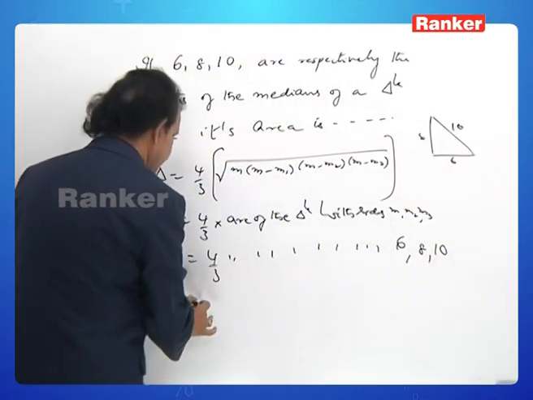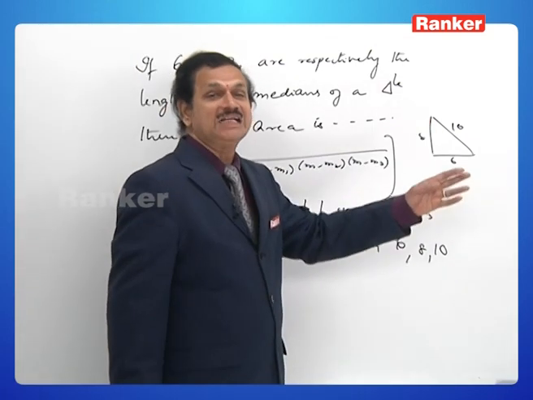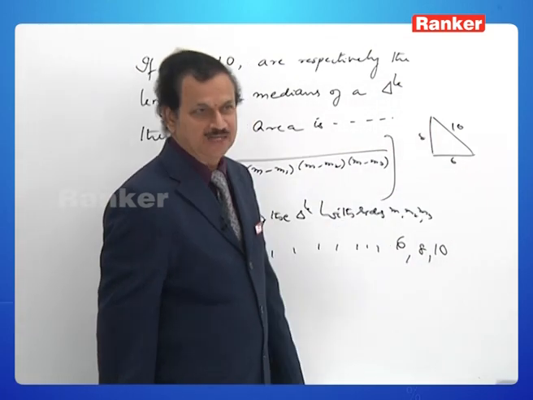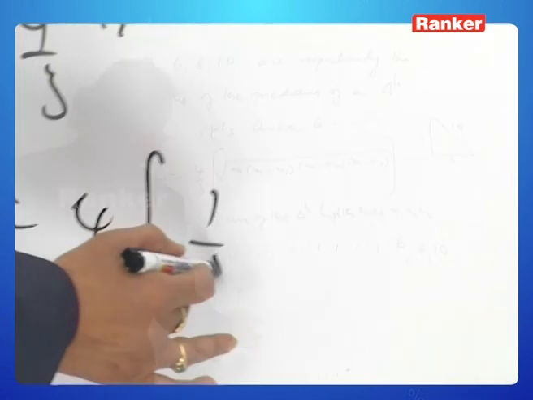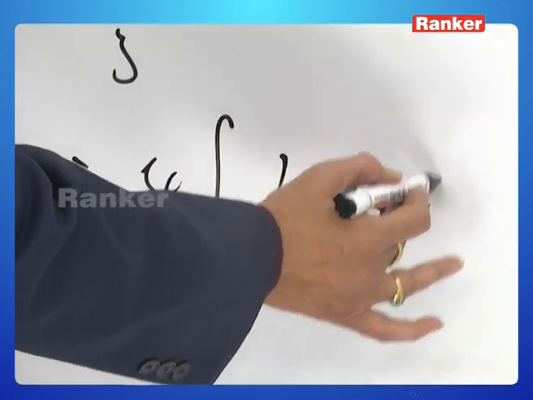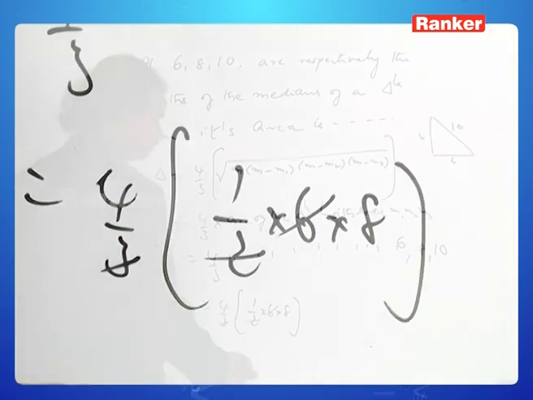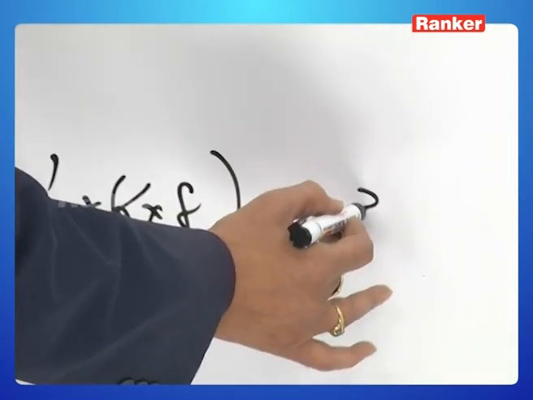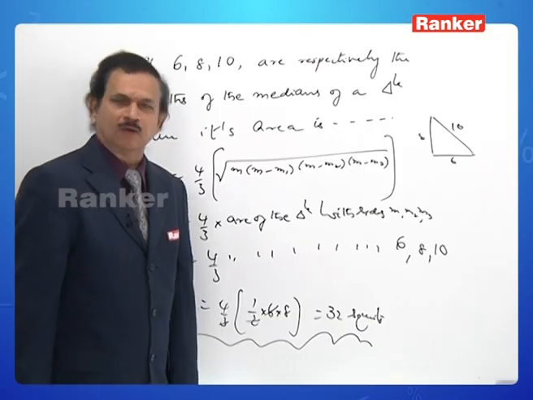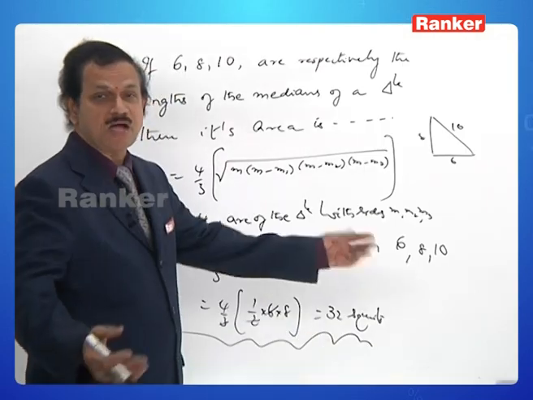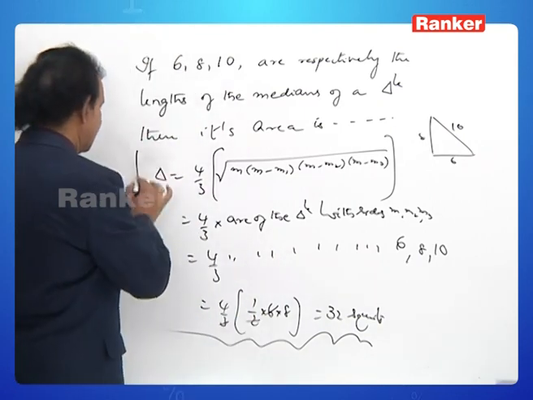What is the area? This is equal to 4 by 3 into, come on friend, what is the area of this triangle? As it is a right angled triangle, you can use the formula half into base into height. Half into base into height. 3 2s are 6. Cancel them. So that you have 32 square units. Okay. So you observe how easily we are able to have the area. The main thing is you have to recollect this formula.